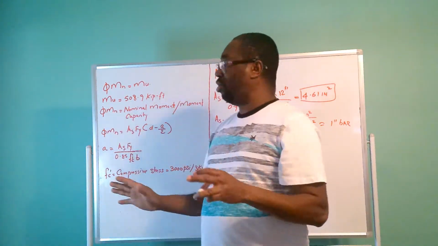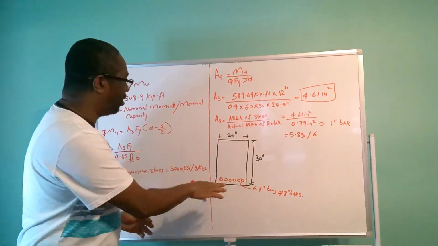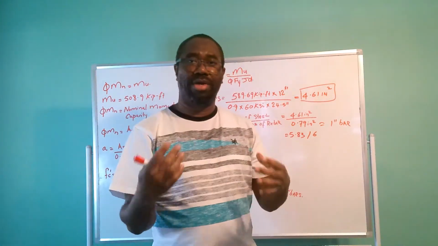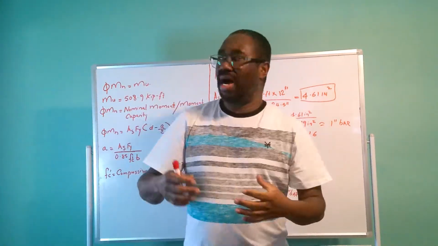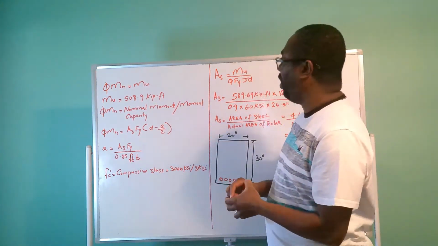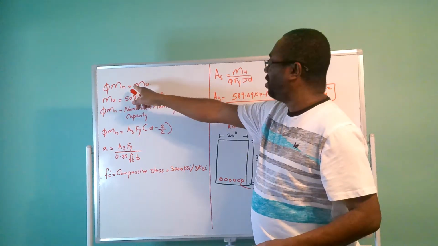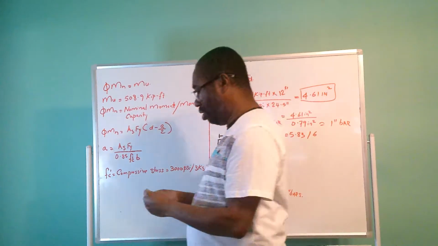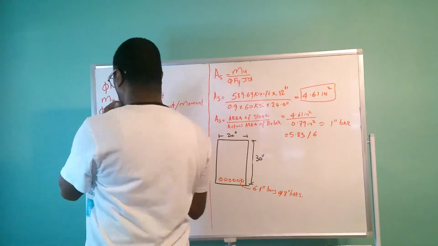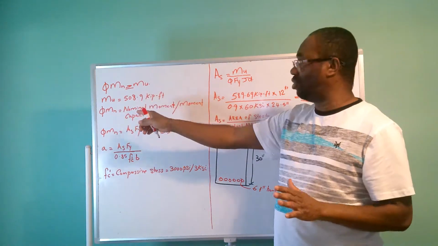To ensure that the beam cross section is adequate, that the moment capacity or the nominal moment is good enough to carry those loads, I have to carry out certain checks. One such check is that our nominal moment must be equal to or greater than our ultimate moment. So your phi Mn must be greater than or equal to Mu.